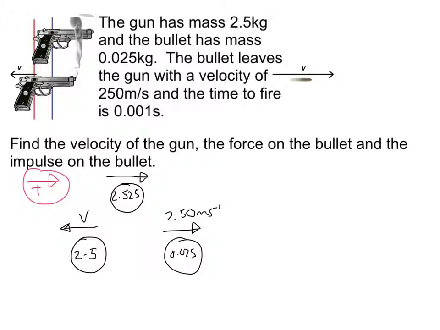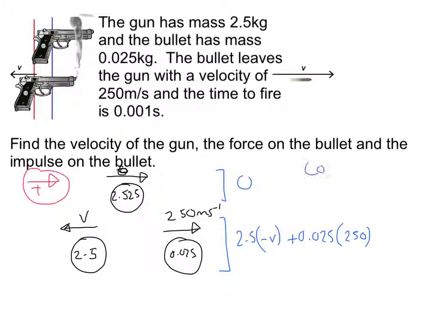So let's just start with the velocity of gun. Initially the system is at rest, so that's a velocity of 0. So what have we got? Momentum before is 0. The momentum afterwards is 2.5 times V. Is V positive or negative? Here's positive, here's V, opposite, so negative. So there's minus 2.5V plus 0.025 times 250 is the momentum afterwards.